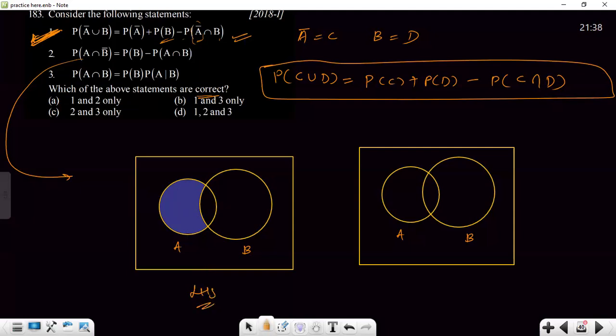Is that clear that how we have find it out A intersection B bar? Yeah, sir.